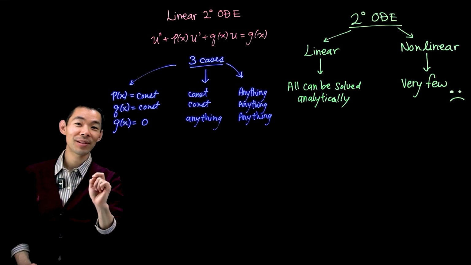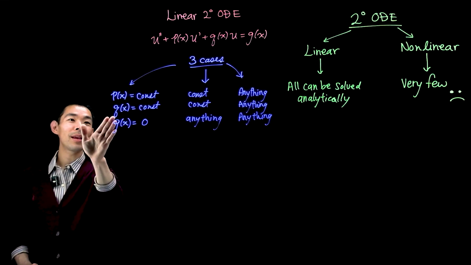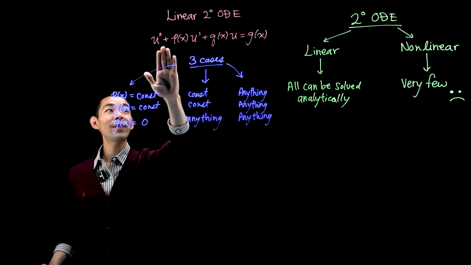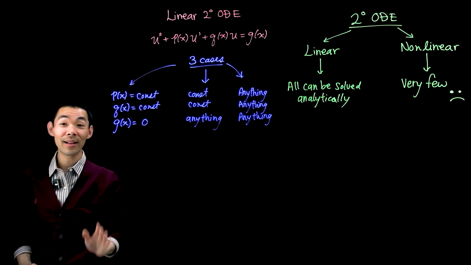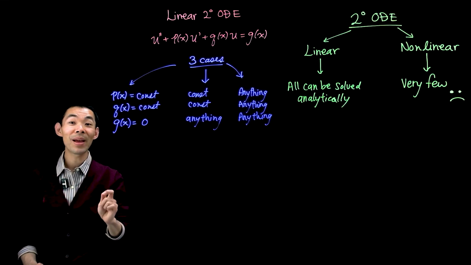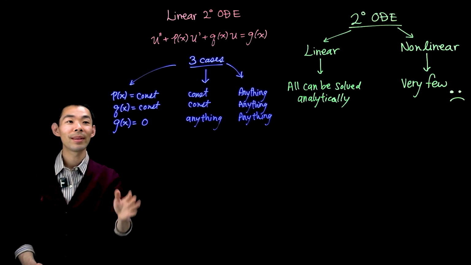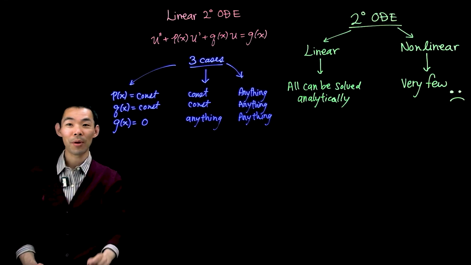side non-homogeneous term g. The easiest case is when p and q, which are coefficients on the left-hand side of the linear second-order ODE, are both equal to a constant, any constant, some constant that doesn't depend on the variable x. And lastly, the right-hand side, the non-homogeneous term, is equal to 0.